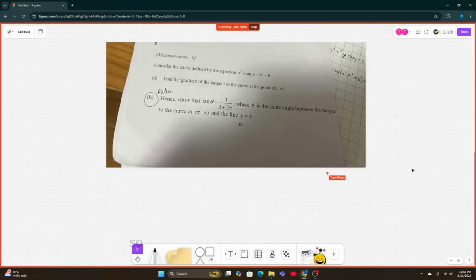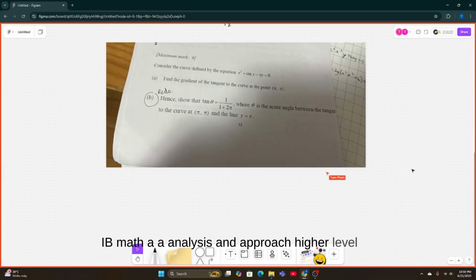Hello, everyone. So today I'm going to go over with you an IB Math AA analysis and approach, higher level HL content, not the SL content. Between the HL and SL content of the IB Math, there are some questions that are reusable in both exams, but this one is specifically for the HL content. For those of you who are in SL, you can watch the video also.